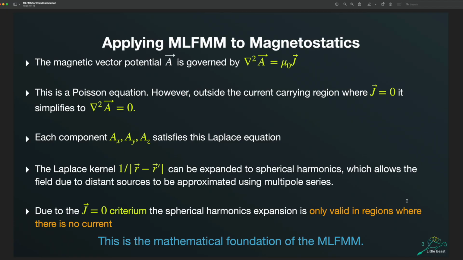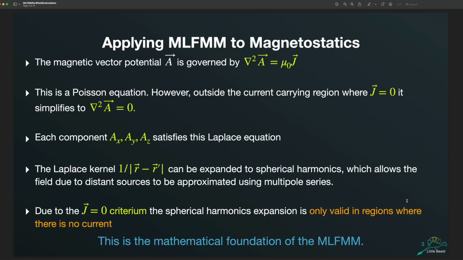So how does that work? When you take the vector potential A, it's governed by the nabla squared of A equals minus μ0 times the current density vector. Now, this is a Poisson equation. However, outside the current carrying region, so outside of your coil, there's no current density, and this simplifies to the Laplacian of A equals 0. That means that each component, Ax, Ay, and Az, individually satisfy the Laplace equation.